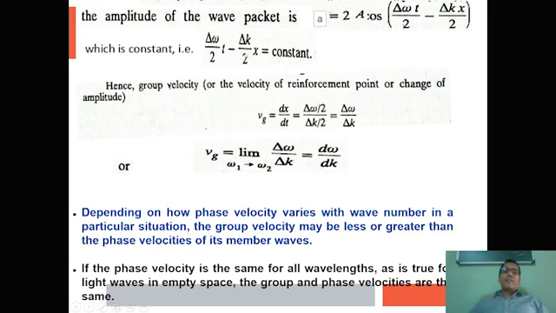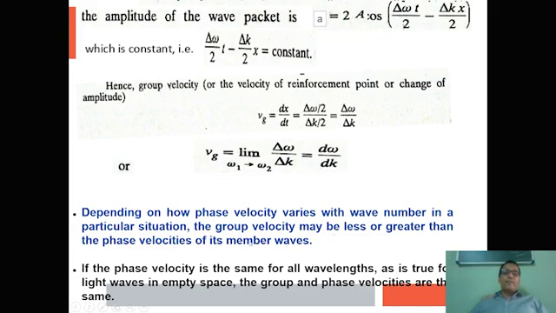So let us differentiate this. The velocity vg is equivalent to dx by dt, which is delta omega by 2 over delta k by 2, so that is delta omega by delta k. One can convert this into d omega by dk using the definition of differentiation, taking the limit omega 1 tends to omega 2. So this is the group velocity. Phase velocity is equivalent to omega by k, and the group velocity is equivalent to d omega by dk.